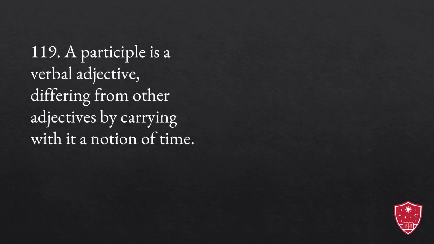So a participle is used in speech like an adjective noun. What's different about it, though, is that it also shares in the characteristics of a verb. It's like a verb. It's a verbal adjective. It carries with it a notion of time. So let's consider an example.